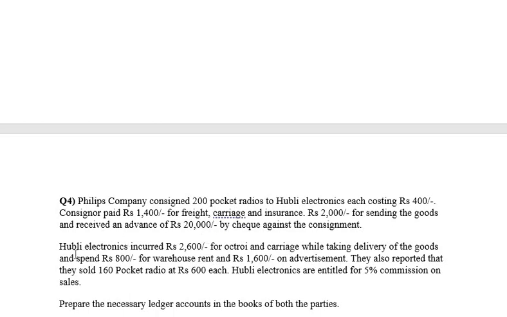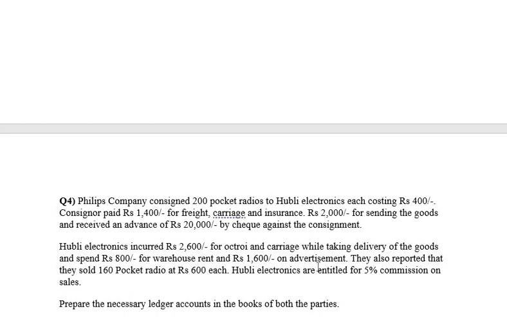Next, Hubli Electronics, that is the consignee, incurred rupees 2600 for octroi and carriage while taking delivery of the goods. This is nothing but the expenses incurred by Hubli Electronics, the consignee, who also spent rupees 800 for warehouse rent and 1600 on advertisement. So Hubli Electronics has incurred expenses of rupees 2600 on octroi, 800 rupees on warehouse rent and 1600 on advertisement.